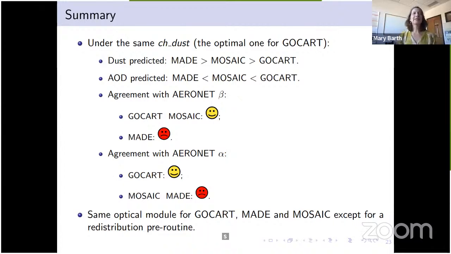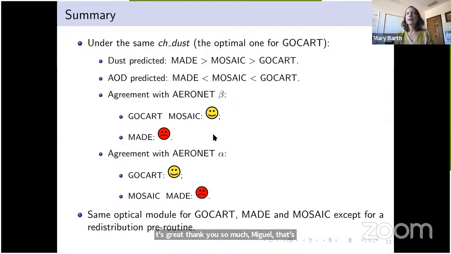Great. Thank you so much, Miguel. That's very interesting. So thus far, there are no questions in the chat, but to follow up on your last comment about the optical module, if I recall, you can choose whether your aerosol particles are well mixed or a core shell configuration. Which did you choose? And I assume you use that same setting for all the different options.